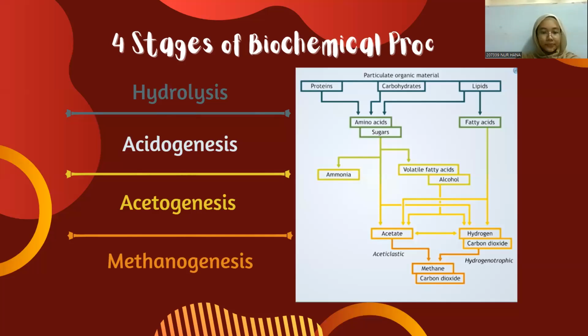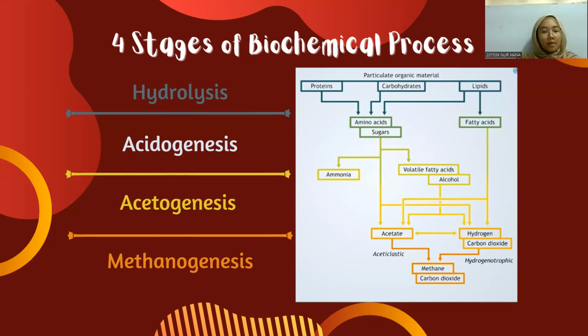Next slide. So now let's look at the biochemical process. So anaerobic digestion happens in 4 stages. The first stage is hydrolysis. It is the slowest of the 4 degradation steps. Bacteria transform complex organic materials to liquefied monomer and polymers.